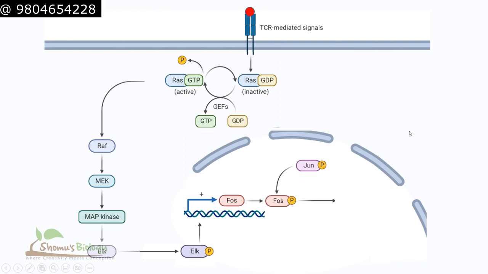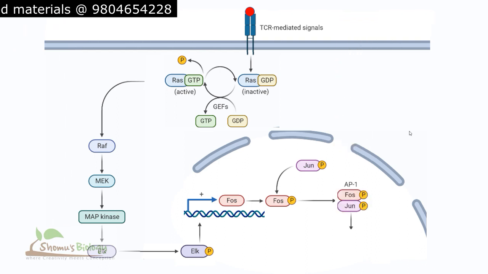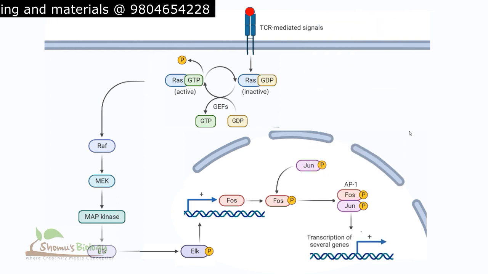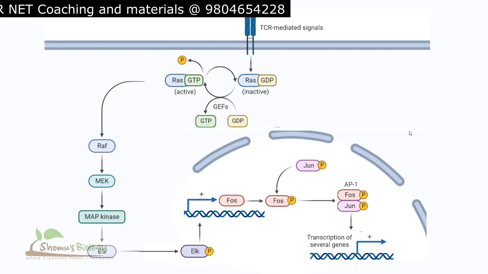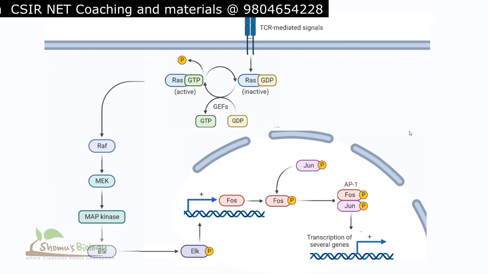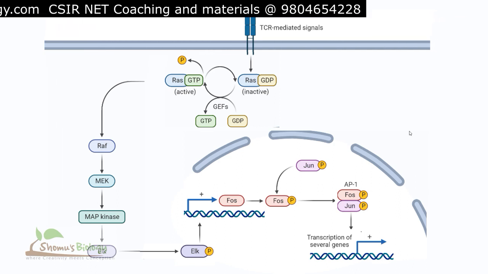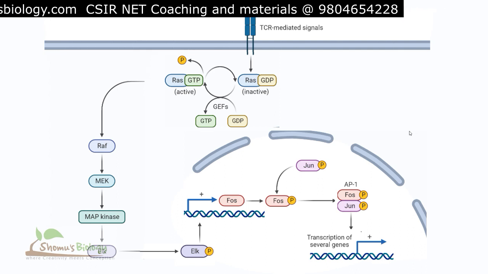activated Fos or phosphorylated Fos can further, along with the Jun phosphorylated form, act as a transcription factor of an array of different genes. So they are transcription factors of multiple different genes, which leads to cell growth, cell cycle, cell division, cell proliferation and many more.